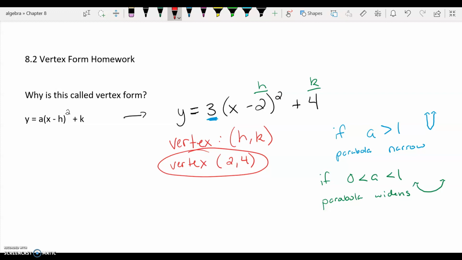And the last thing is, if this is positive, guys, I know my parabola is going to go up. So if a is positive, it's going to go up. If a is negative, my parabola is going to go down. So those are the key characteristics of vertex form. And we're going to use those to help us write a few equations or graph an equation depending on what they ask us to do.